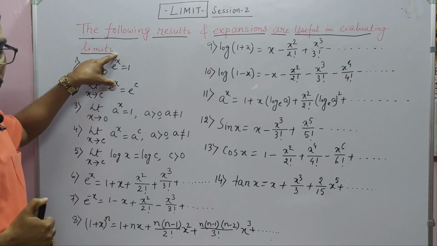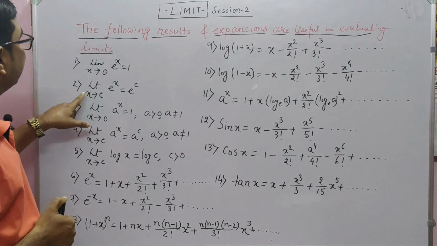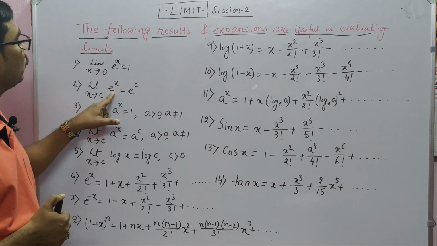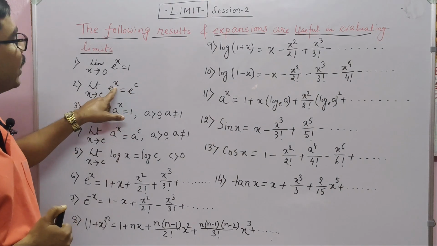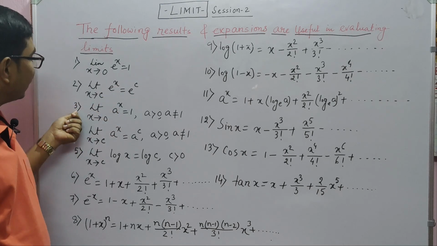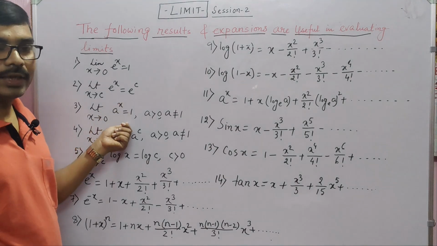e to the power 0, e to the power 0 means 1. That is limit number 2, limit x tends to c, e to the power x equal to e to the power c. x এর জায়গায় কি বসিয়ে দিলাম আমরা, না c বসিয়ে দিলাম। Next, limit x tends to 0, a to the power x equal to 1.